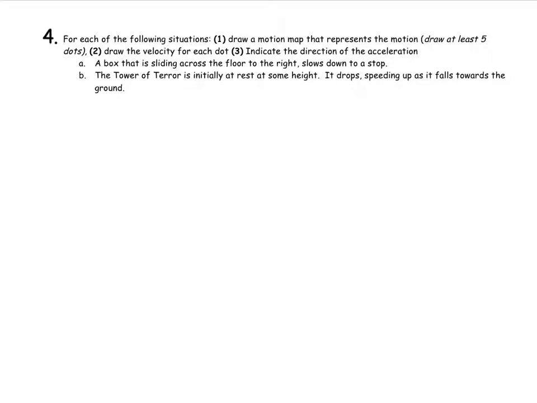Okay, so for this one, the past few times we've been given a motion map and asked to analyze it. For this one, we're actually going to be asked to produce our own motion map based off of a description of some motion. So for this first one, we have a box sliding across the floor to the right and slowing down as it slides across the floor. So we're going to have dots. Let's draw our first one here. All right, and the direction of velocity is going to be to the right. We know what needs to happen is that these dots need to get closer together.